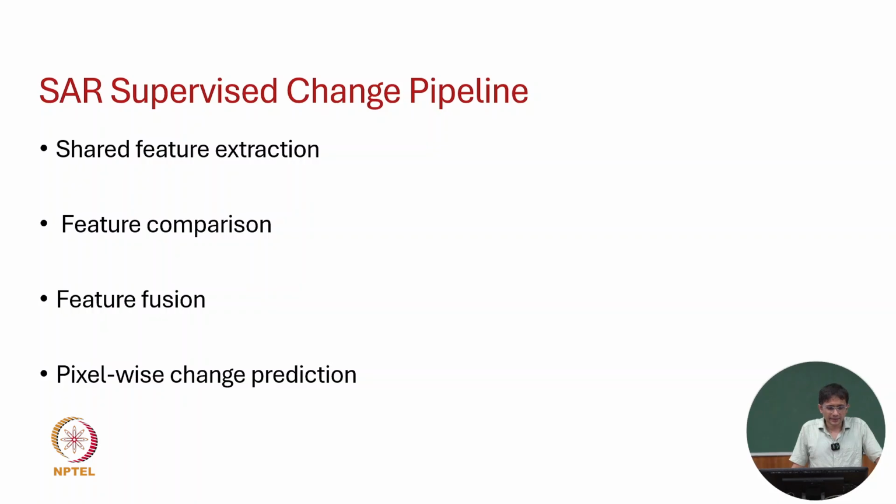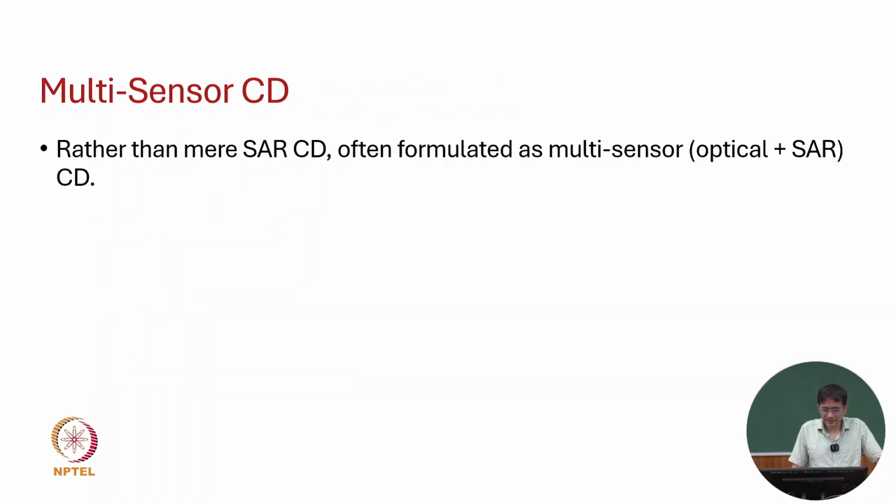So let us very quickly at this point go through what a SAR supervised change detection pipeline looks like. It will comprise shared feature extraction from the pre-change and the post-change image, feature extraction from both, feature comparison, feature fusion, and then pixel-wise change detection.